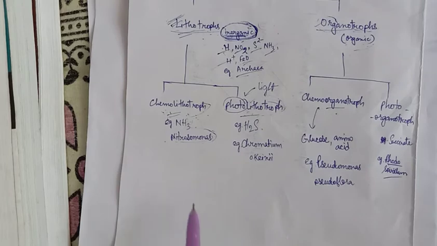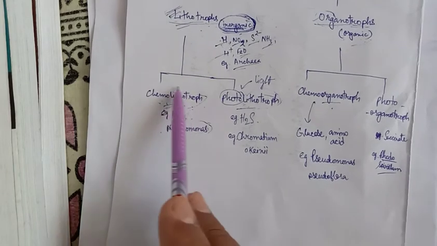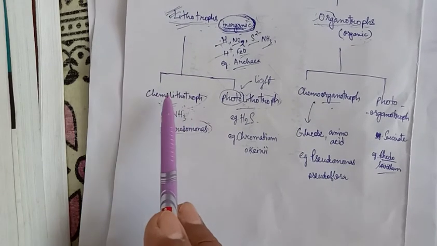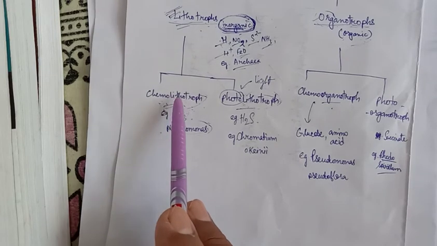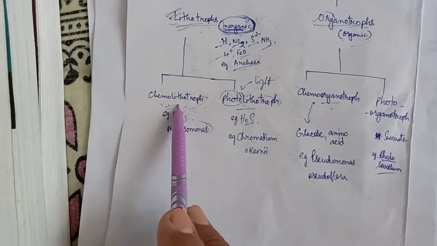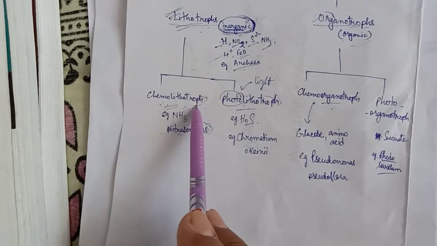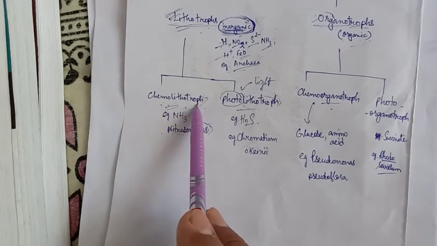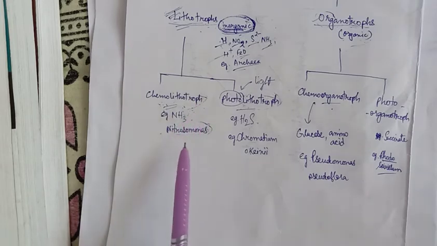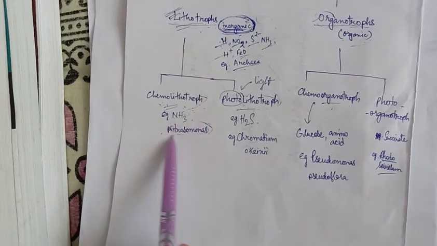Clear? So in chemolithotrophs, the microorganisms gain energy from reduced inorganic compounds such as ammonia, as an electron donor, as a source of electrons. An example of chemolithotroph is Nitrosomonas.